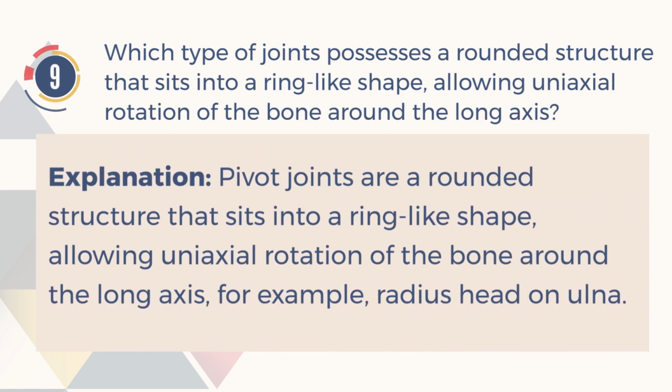Explanation. Pivot joints are a rounded structure that sits into a ring-like shape, allowing uniaxial rotation of the bone around the long axis, for example, radius head on ulna.